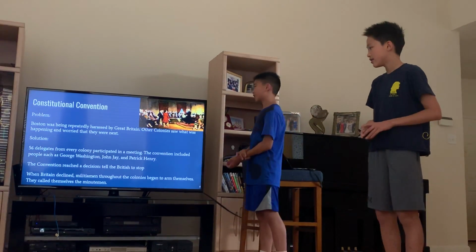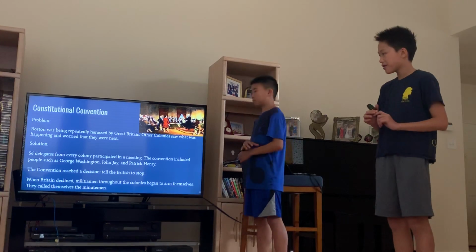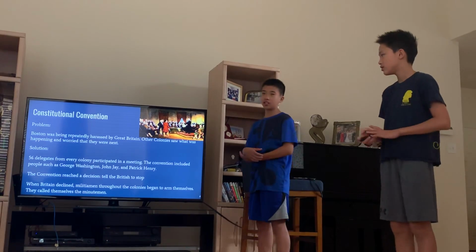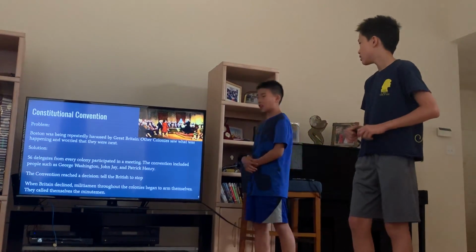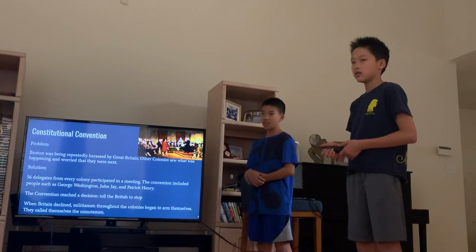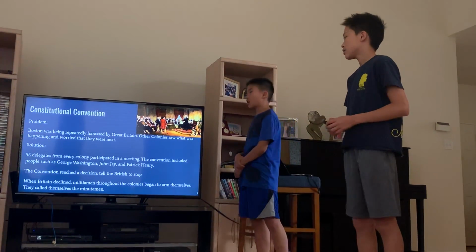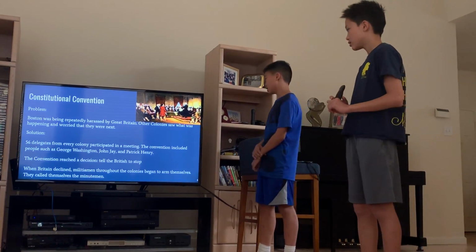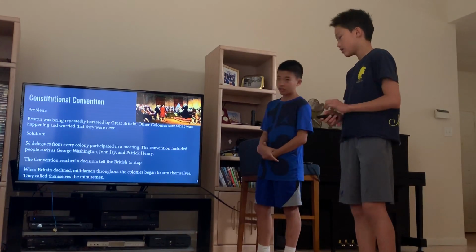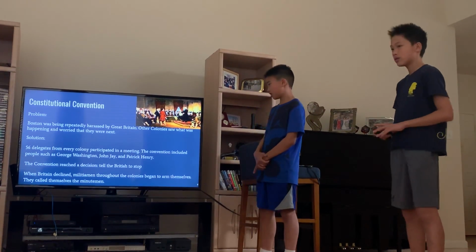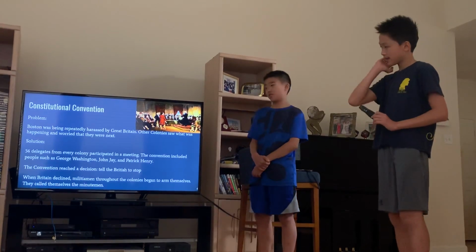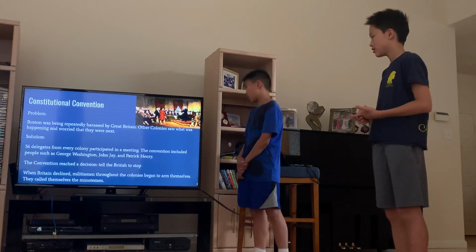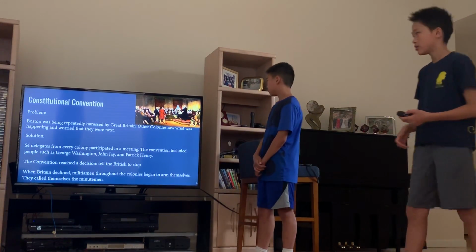The Constitutional Convention. The problem was that Boston was being repeatedly harassed by Great Britain, and other colonies saw what was happening, and they were next. So 56 delegates from every colony participated in a meeting. The convention included people such as George Washington, John Jay, and Patrick Henry. The convention eventually reached a decision: tell the British to stop. When Britain declined, militiamen throughout the colonies began to arm themselves. They called themselves the Minutemen.